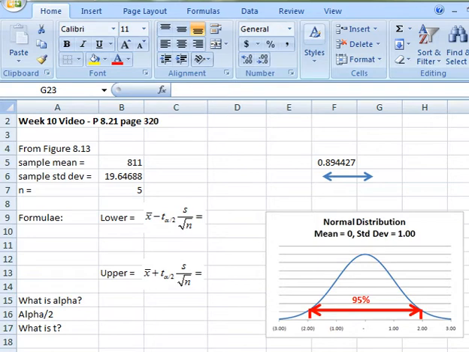I've selected problem 8.21. I don't think it's really on page 320. It's where it used to be in the old book. It's now on page 324.